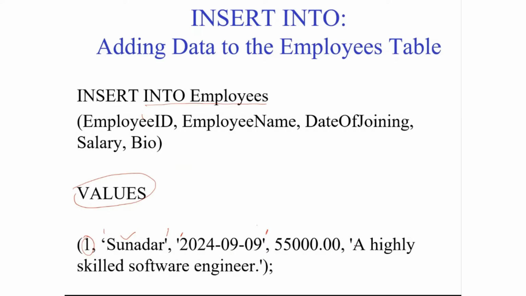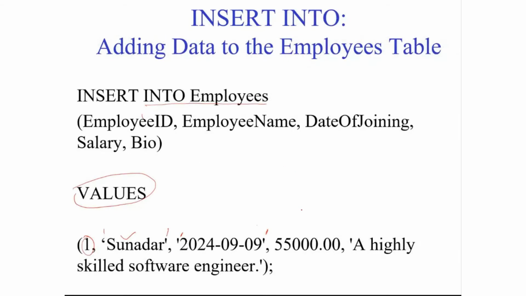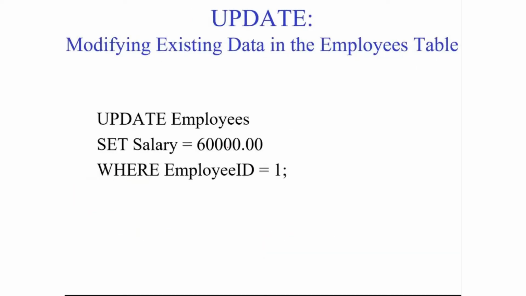Then what is the biography? Biography is: Sundar is a highly skilled software engineer. This way we are going to insert the value. Since Sundar is a skilled software engineer, obviously his salary is going to be updated. Earlier it was 55K, now it has become 60K. So how can we update the value of salary? You have to write this command: update employees set salary equal to 60K, and the condition is what?